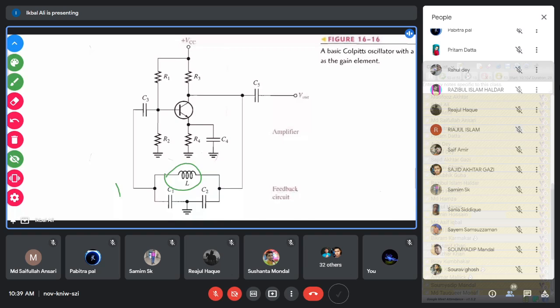But this circuit you can use as an FM or other high frequency applications, 100 megahertz or beyond 100 megahertz, you can use it. Have you got your point? Have you understood? One application I have said, FM, you can generate with this type of circuit.